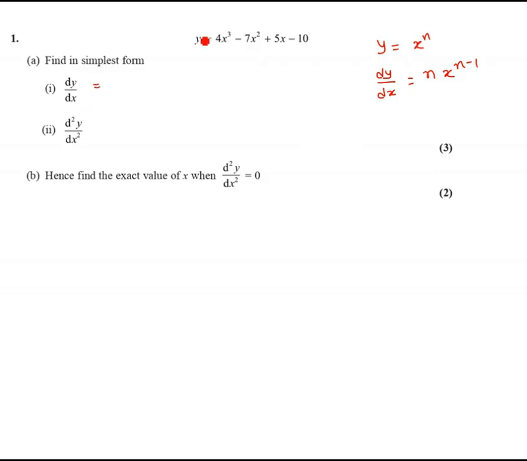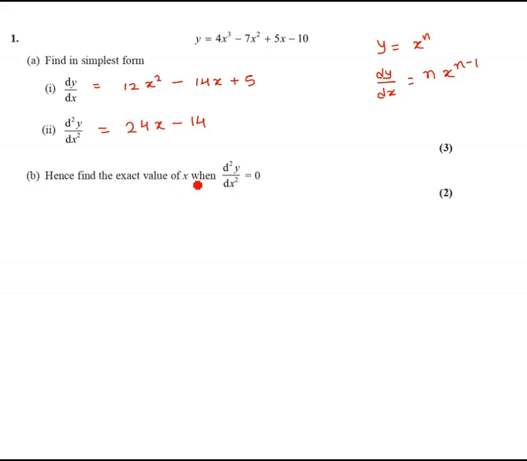So dy over dx will be 4x cubed. So x cubed differentiation will be 3x squared, and 3 times 4 will be 12x squared, minus 7x squared, differentiation will be 2x, so 2 times 7 will be 14x, plus 5, and differentiation of a constant is 0. So this is dy over dx. Now the second derivative, you differentiate this again, so 12x squared will be 24x minus 14, and differentiation of 5 will be 0.